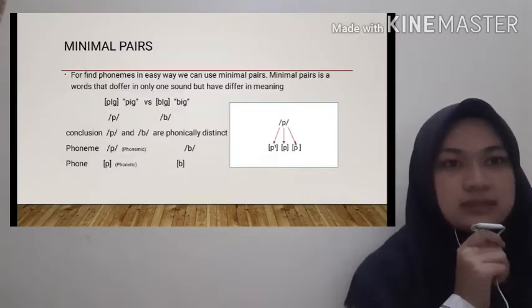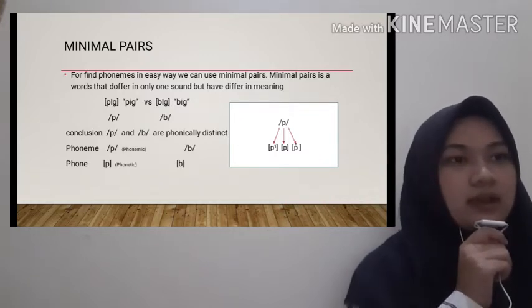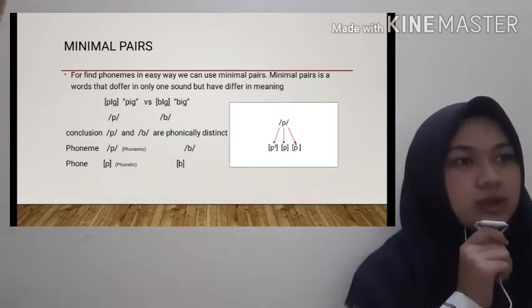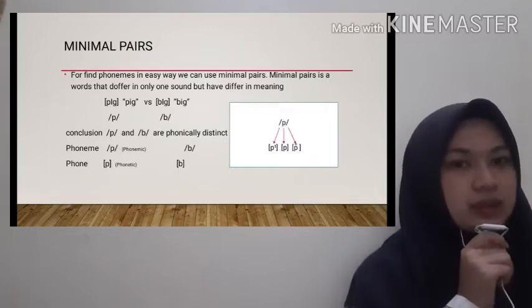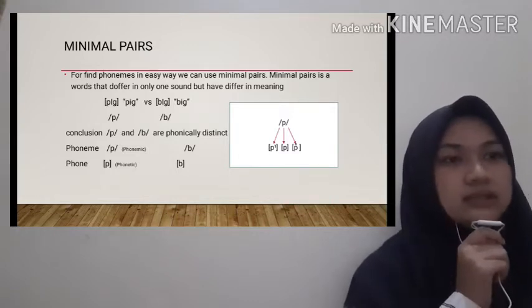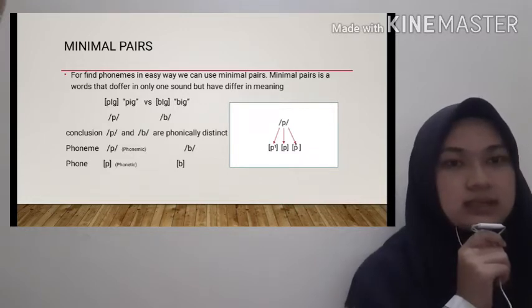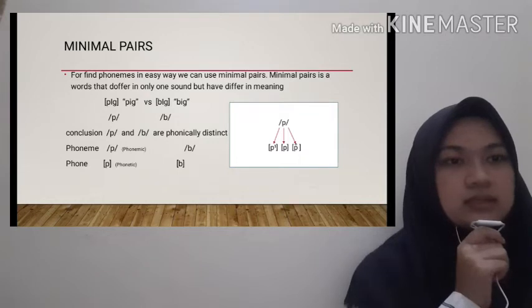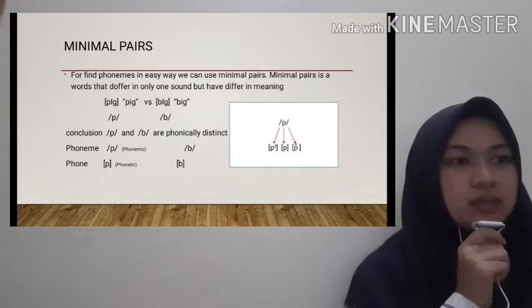Next, minimal pairs. Minimal pairs are words that differ in only one sound, but differ in meaning. To find phonemes in an easy way, we can use minimal pairs. For example, pig and big. They differ only in one sound. The P and B are different while the rest of the word is exactly the same. Even though only one sound differs, the meanings are different, so the meaning of pig is not the same as big. This means that the words pig and big are minimal pairs.